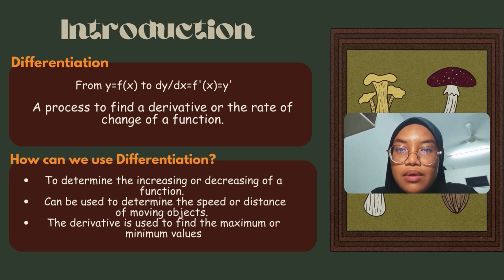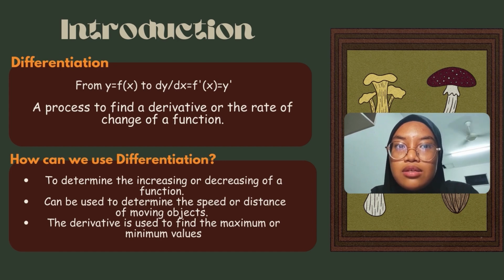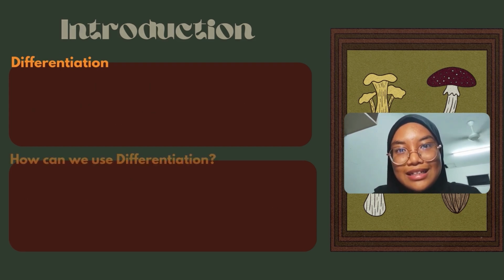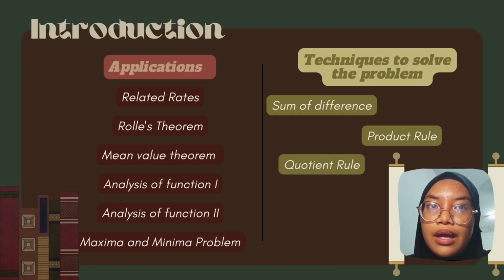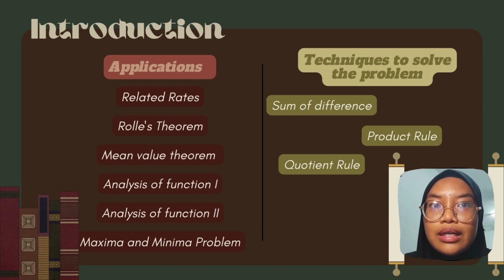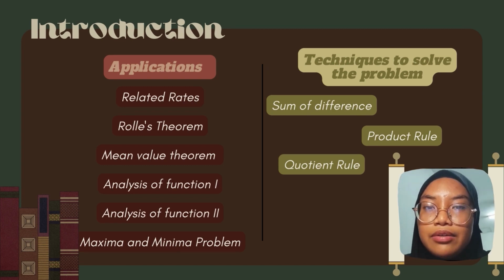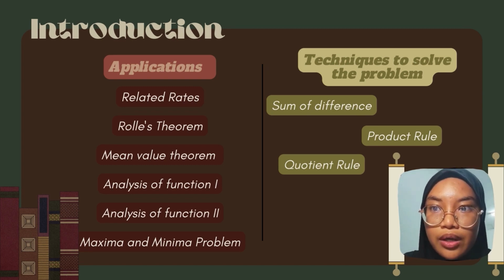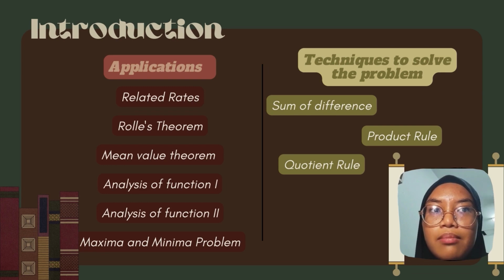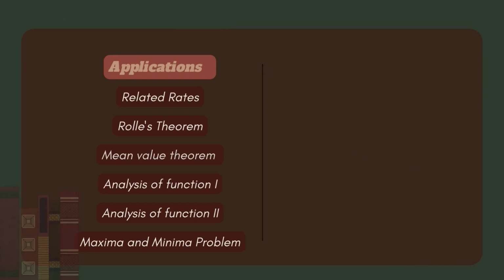But today, we're going to talk about how the derivative is used to find the maximum or minimum values of a function. Moreover, we have a few applications of differentiation. They are related rates, Rolle's theorem, mean value theorem, analysis of function 1, analysis of function 2, and last but not least, maxima and minima problem. There are also techniques to solve the problem, which are sum and difference, product rule, and quotient rule.